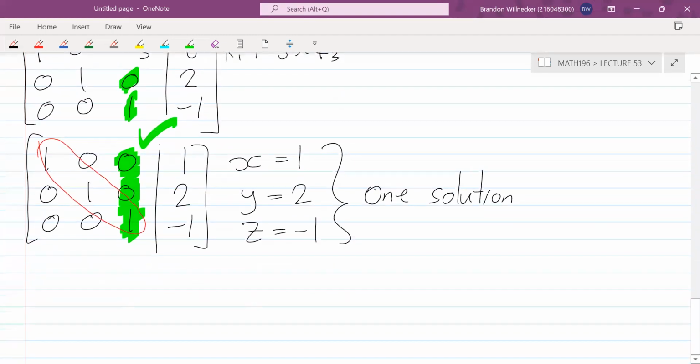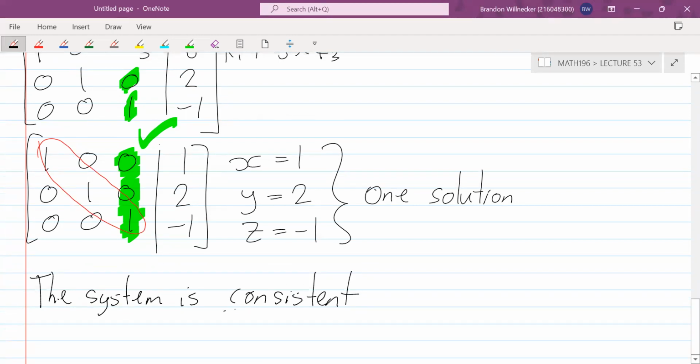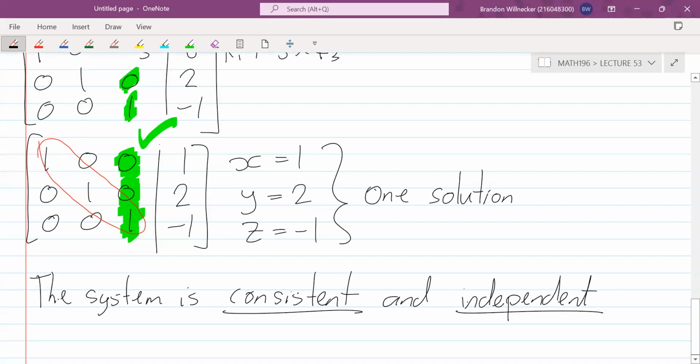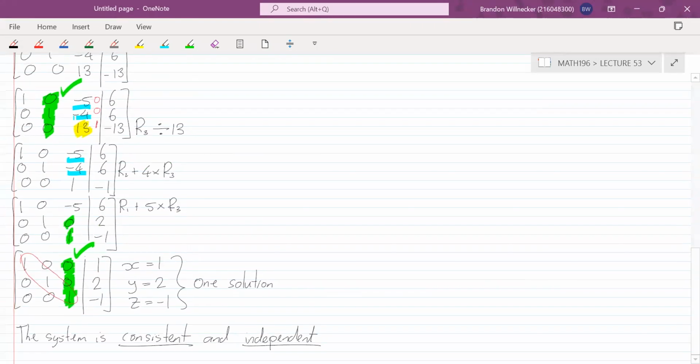Okay, so what does that mean? It means the system is consistent because we have a solution, and independent because there's just one solution. Okay. Any questions so far?